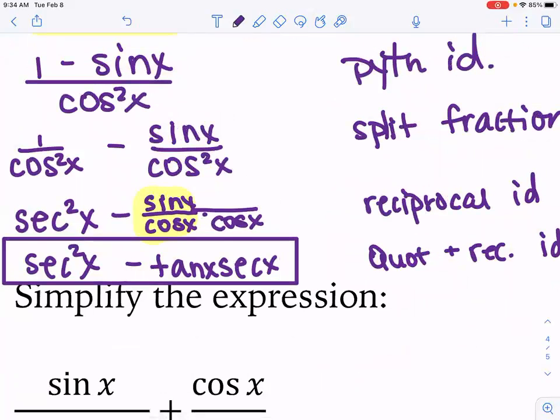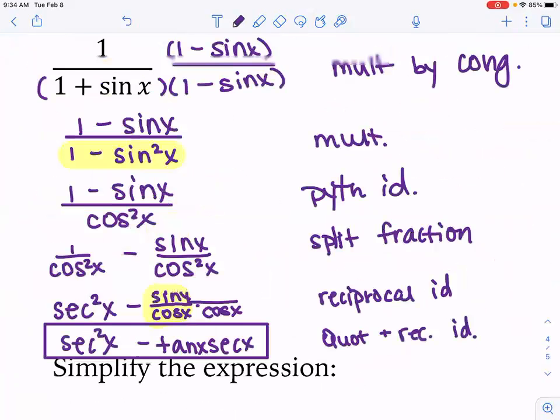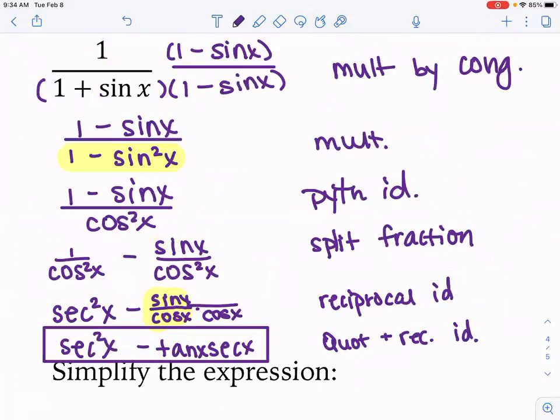Now, some of you might argue, how the heck is that simpler? I know. We don't like having addition or subtraction in our denominator, which is why that was what we needed to do to fix it.